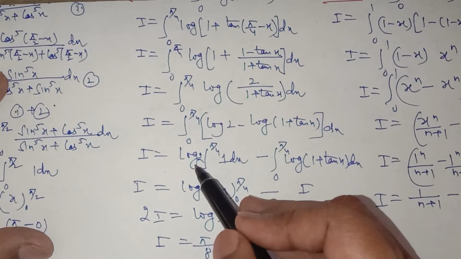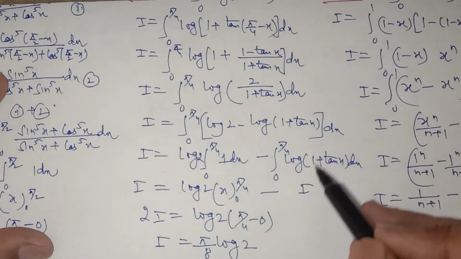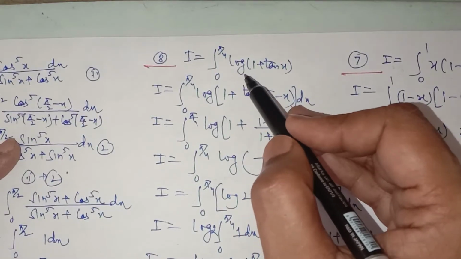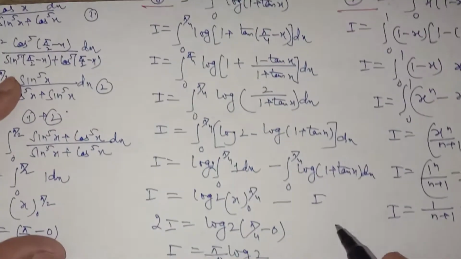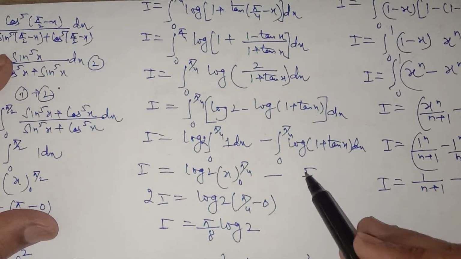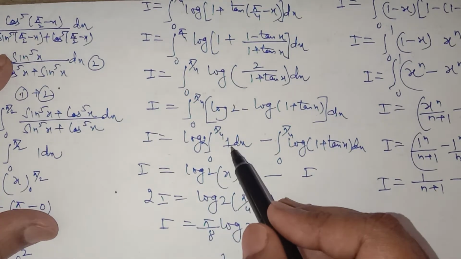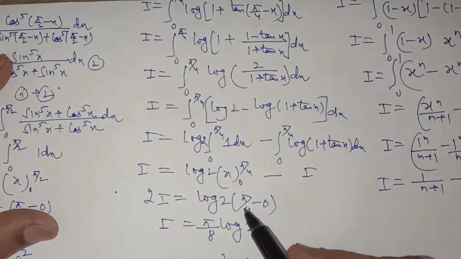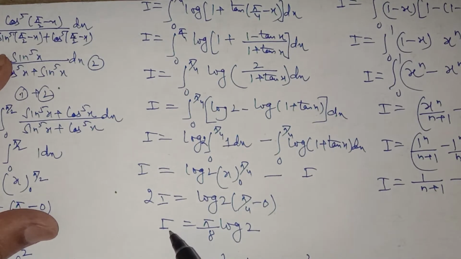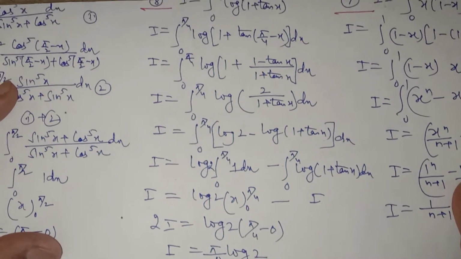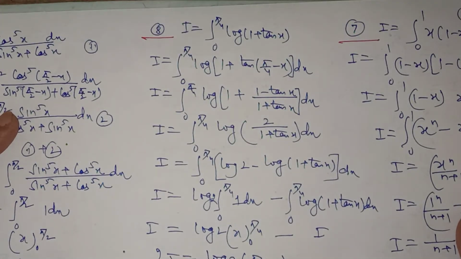Rather take log 2 common, take it outside the integral. Now see this, it is again what we started from. This is equal to I. Take this to the left hand side, and the integral of 1 is x, and upper limit minus lower limit. So it will be I is equal to pi by 8 log 2. So it is a very good question and an important question also.